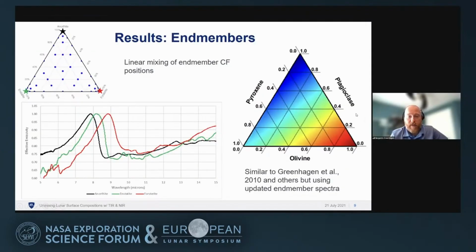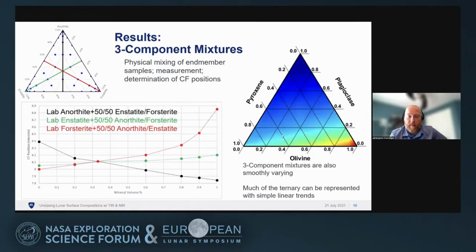This is work I just described last year, so I'm going to go through this pretty quickly. This is what our updated ternary looks like if we assume our updated endmember values, similar to what has been shown before and published previously. If you include all 49 mixtures across the ternary, you get something that looks pretty different. But the good news is that if you go across this ternary in different directions, they're actually very smooth trends, nearly linear trends, except for when you get to the very high olivine abundances. And so that's something we wanted to look at a little bit more.